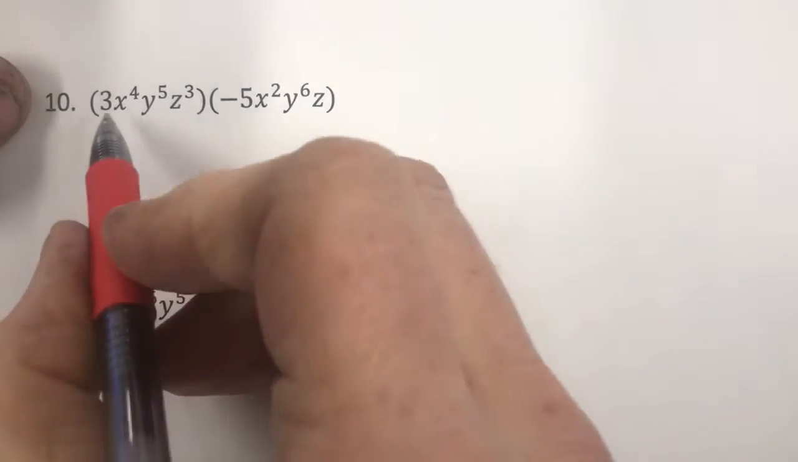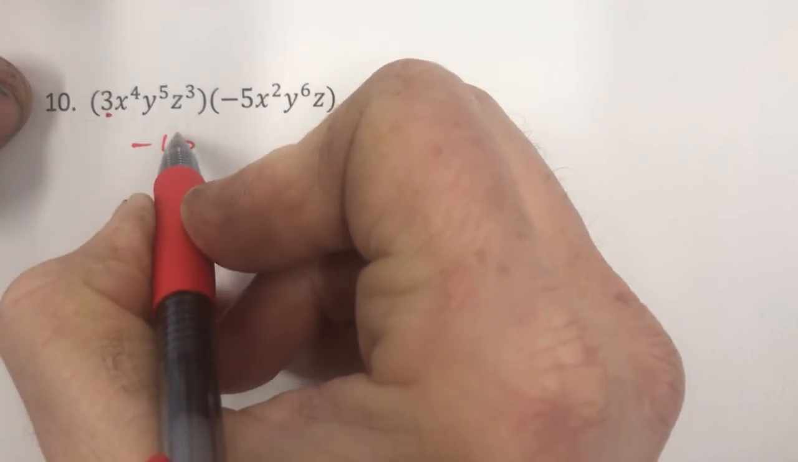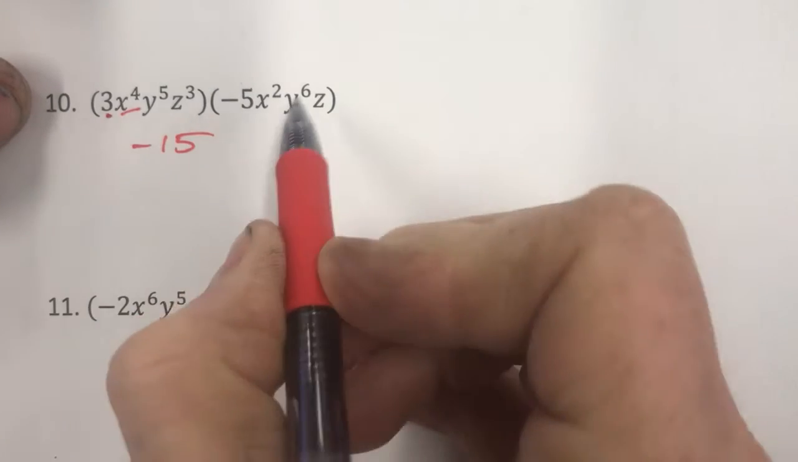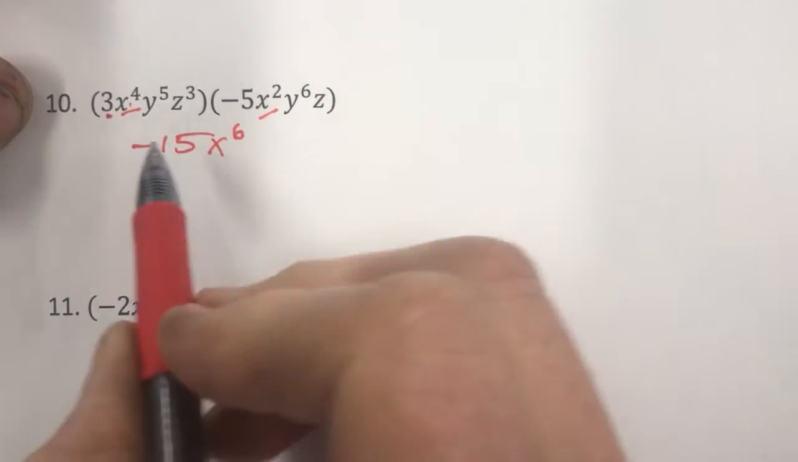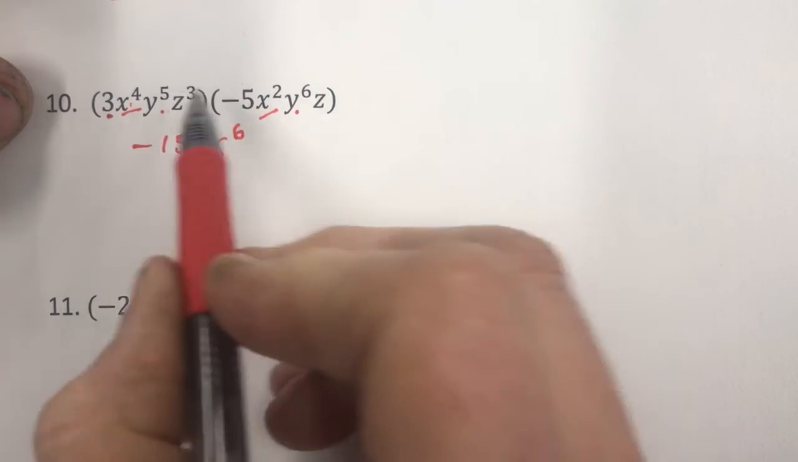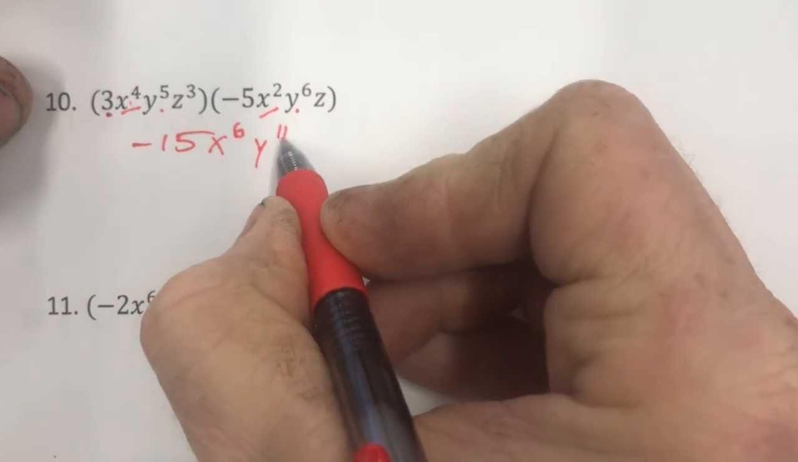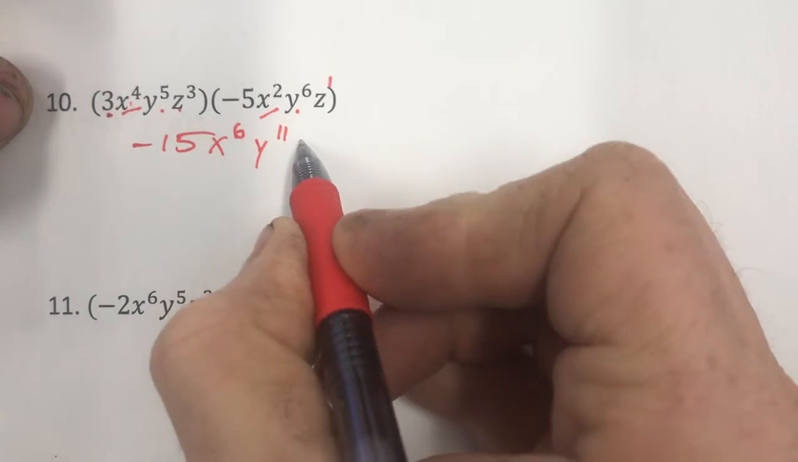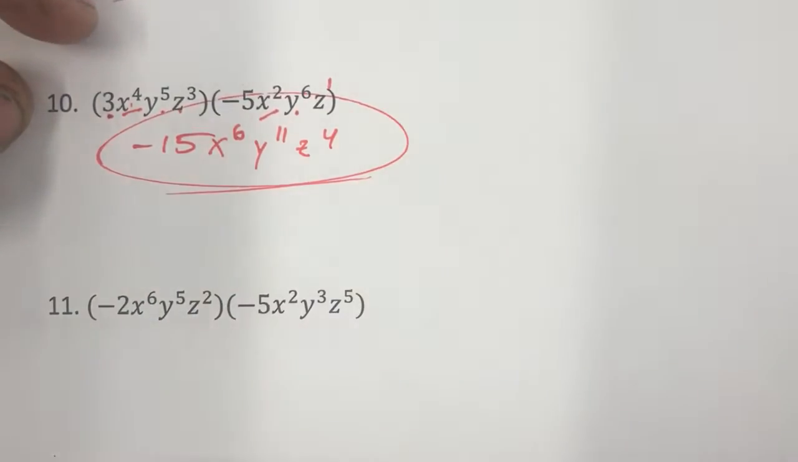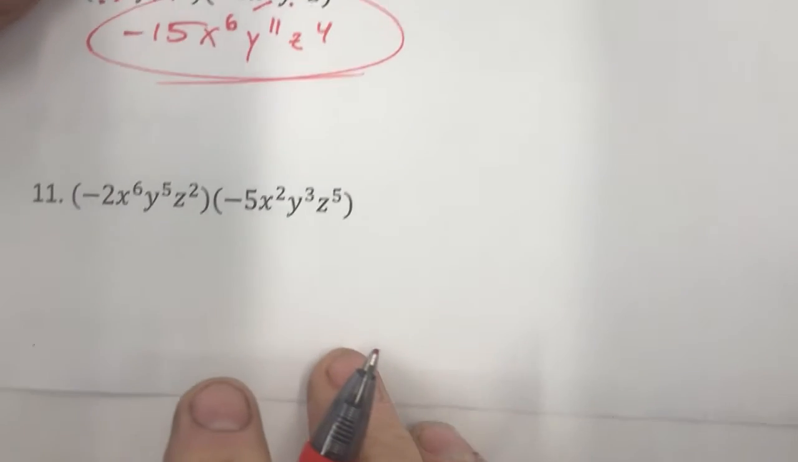3 times negative 5 is negative 15. x to the 4th times x squared, 4 plus 2 is 6, so that's x to the 6. y to the 5th times y to the 6, 5 plus 6 is 11. And then z to the 3 times z to the 1 is z to the 4. And there you go. Not too bad.